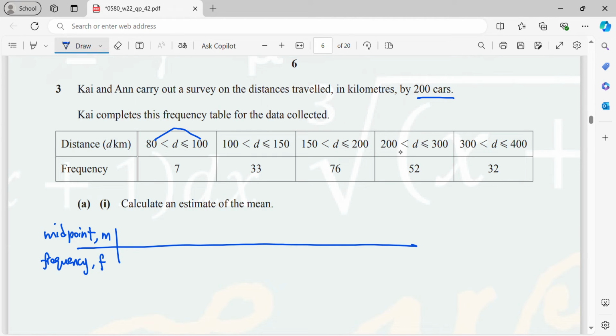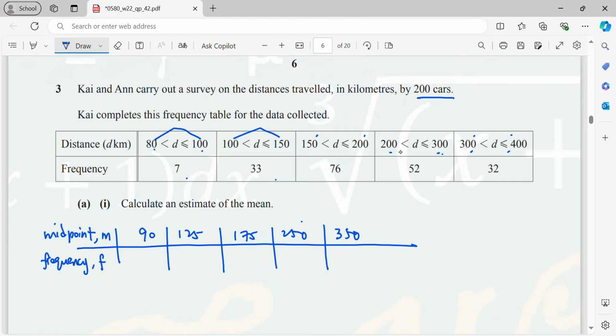Okay, so now my midpoints will be 80 plus 100 divided by 2. That is going to be 90. 100 plus 150 divided by 2, then you'll be getting 125. 150 plus 200 divided by 2 is 175. Then 200 plus 300 divided by 2, that is 250. Lastly, 300 plus 400 is 700. 700 divided by 2, that is 350.